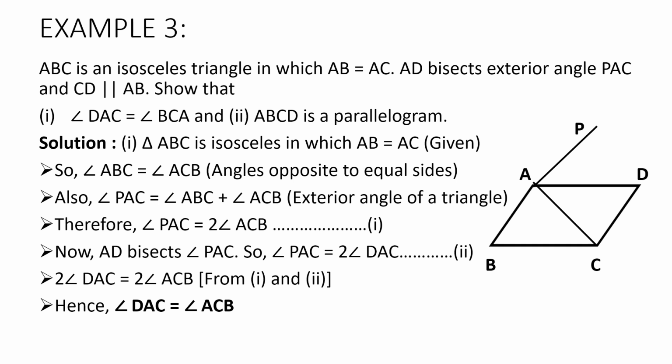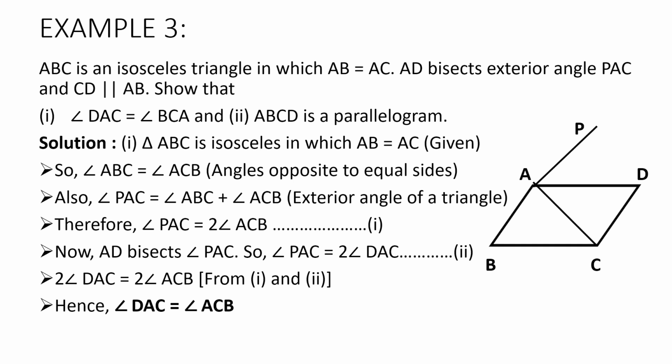Now if you see angle PAC, it is the exterior angle. So angle ABC plus angle ACB will be equal to angle PAC, because we know that the exterior angle will be the sum of the two interior angles for that triangle. So angle PAC is equal to angle ABC plus angle ACB. Therefore, we can now write angle PAC is equal to 2 times angle ACB because ACB and ABC are equal. Let this be first statement.